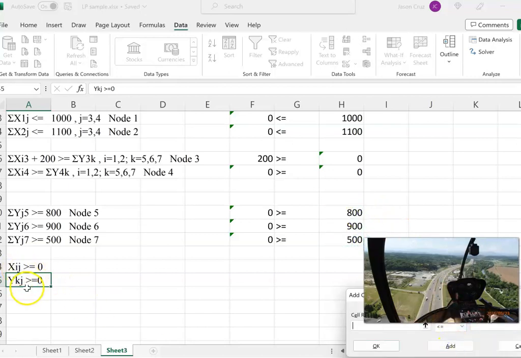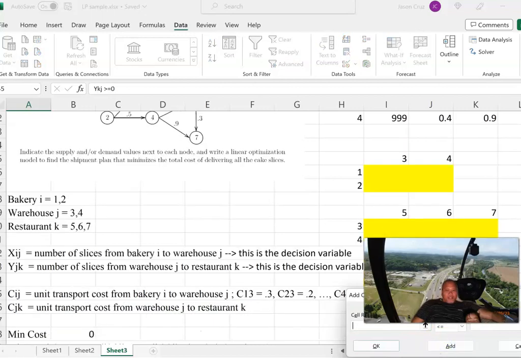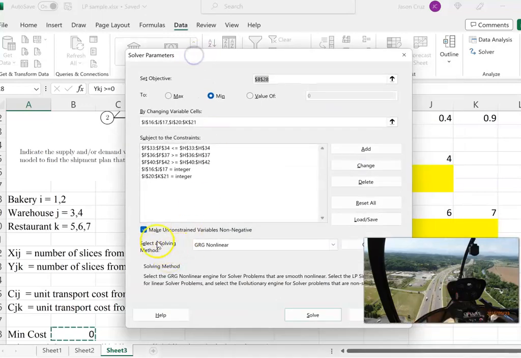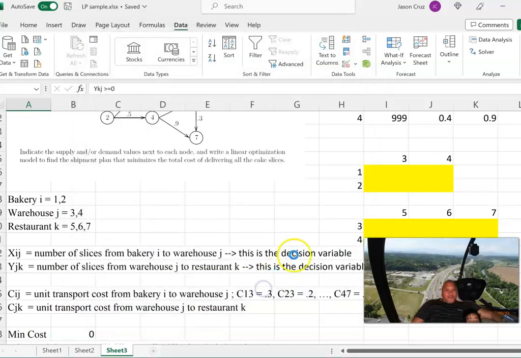And then xij are positive integers, so put it in here, integer. And then yjk is also integer. Now we click this one here that says they are non-negative. We want this because there's no such thing as negative cake slices. And then you click solve, and that should give you an answer.